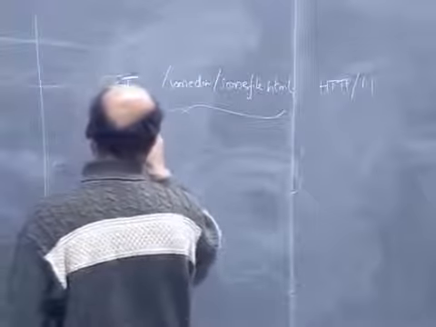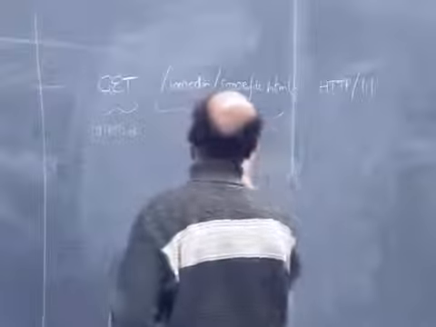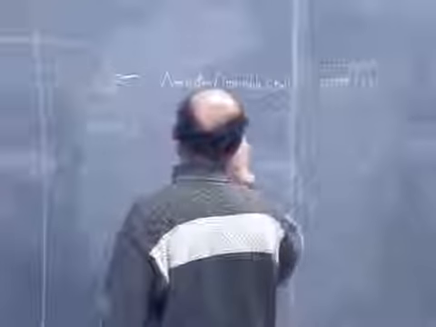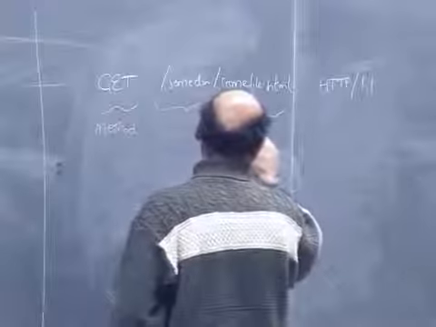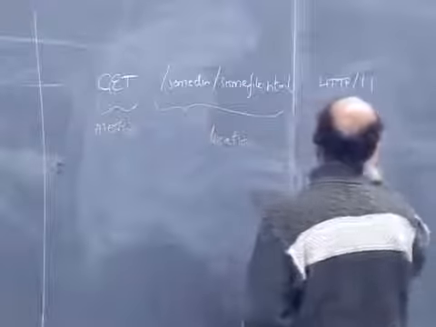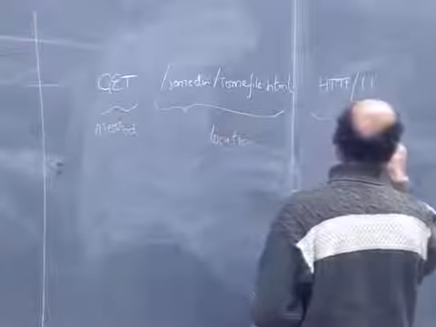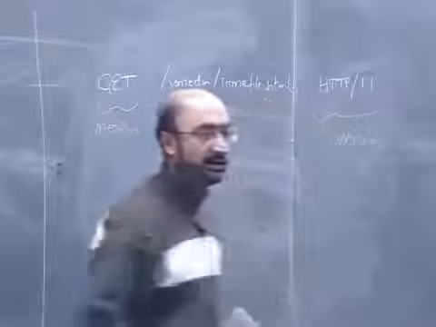Sorry, this is the method. And this over here is the location. And this is the version. So it's using version 1.1. There's only 2 versions, 1.0 and 1.1 as far as I know. So that's what's going on.